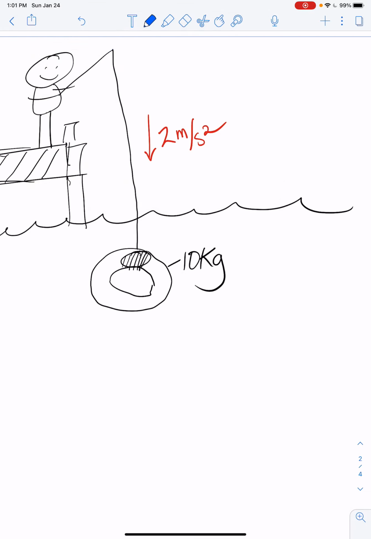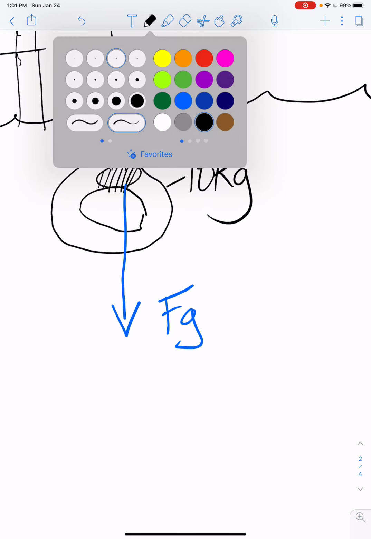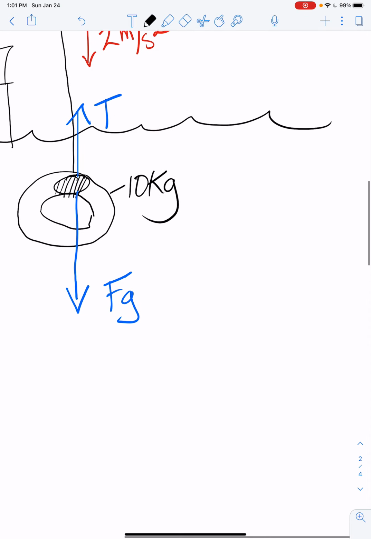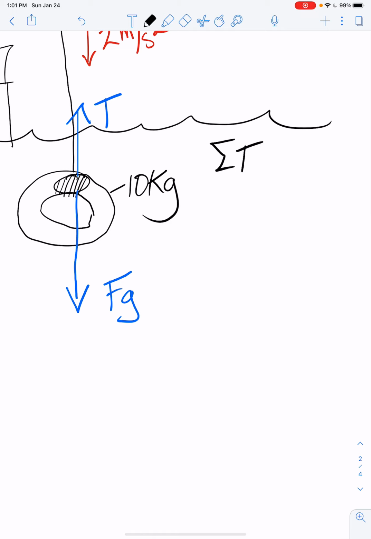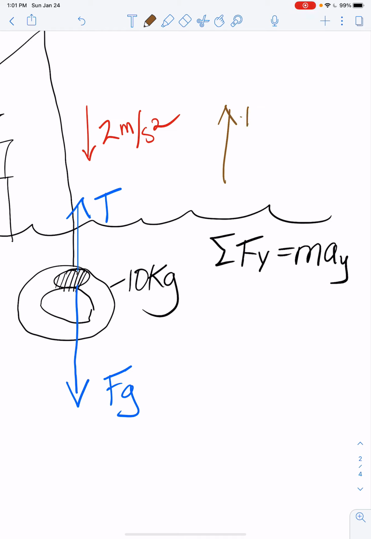All right, so forces here, we only have 2. We have the upwards force of tension, and since the tire is accelerating downwards, we have the downwards force of gravity, which will be the larger of the 2. And so we have something like that. Let's sum our forces here in the y direction. Sigma Fy equals ma_y. We have tension. Let's go ahead and decide here which way is which. So we'll go ahead and say up is positive and down is negative.